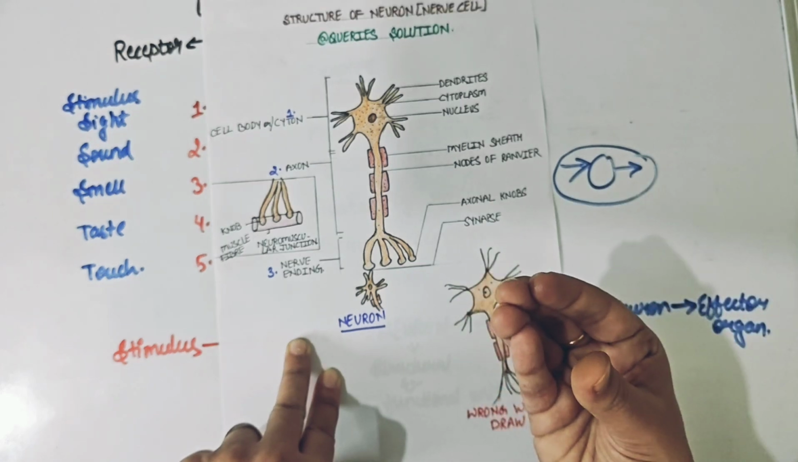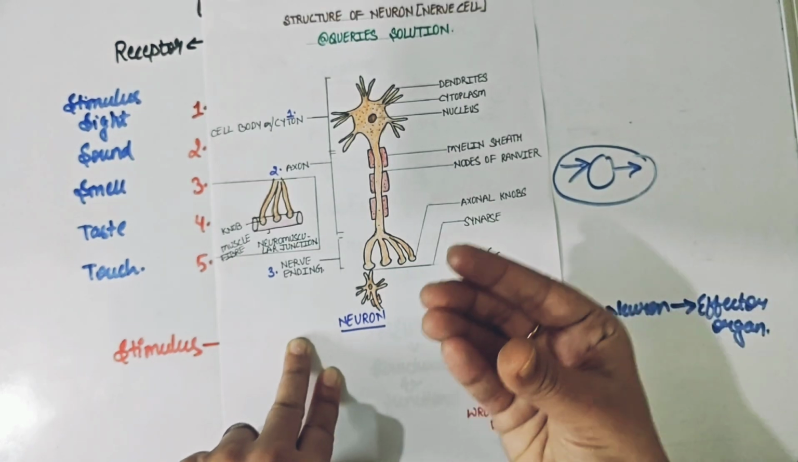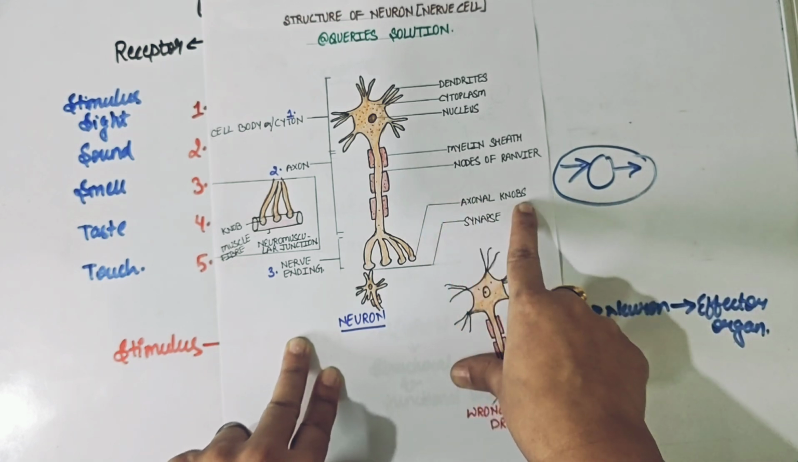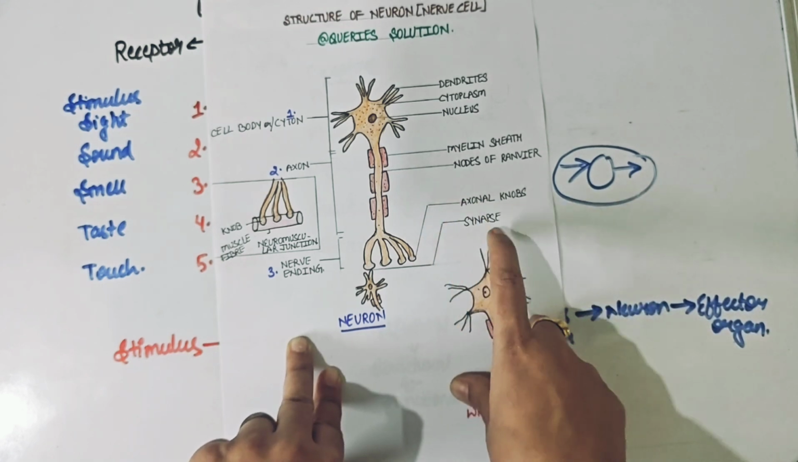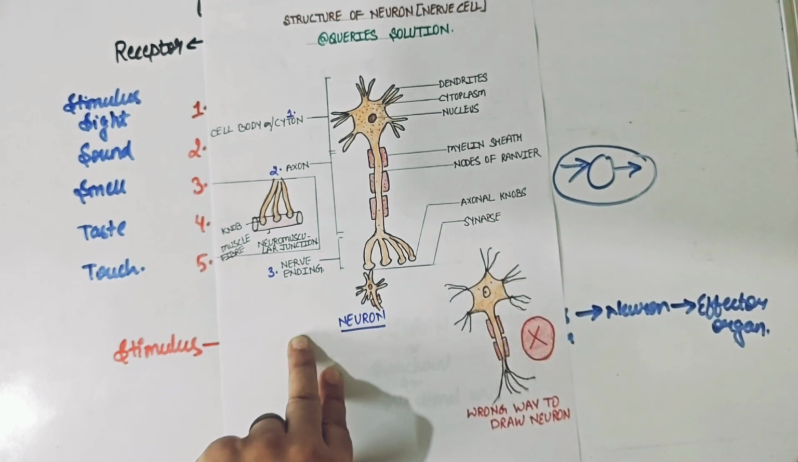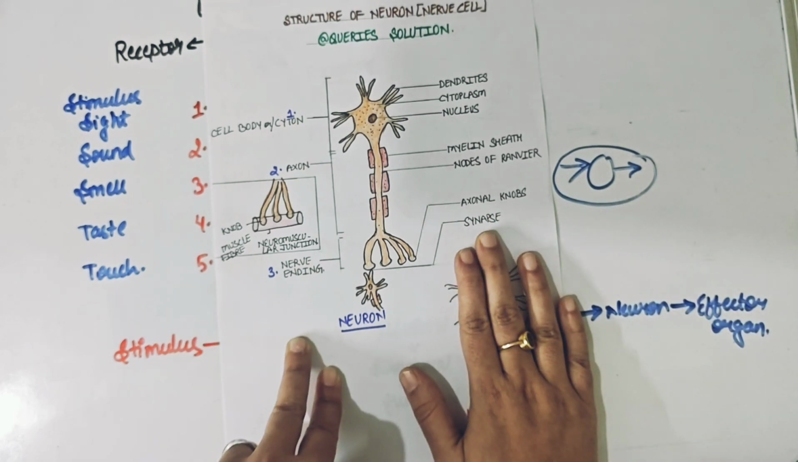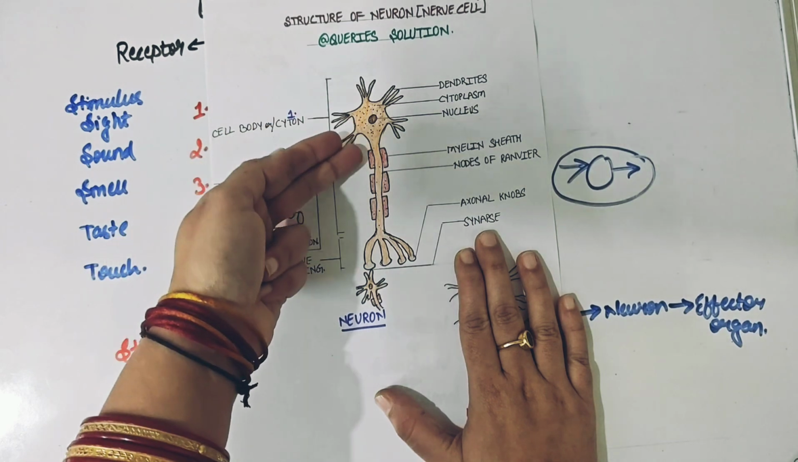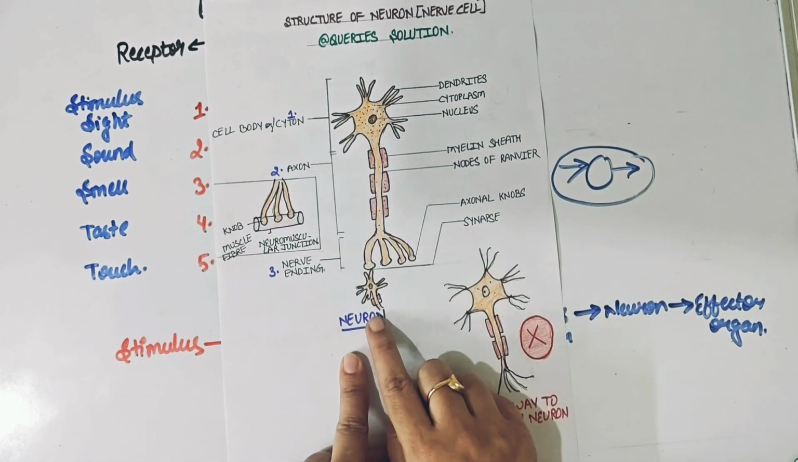It's a knob kind of structure. It is a little globular structure which we call the axonal knob. And then comes the important part, which is your synapse. So what is a synapse here? Synapse basically means the place where one neuron is going to meet another neuron.